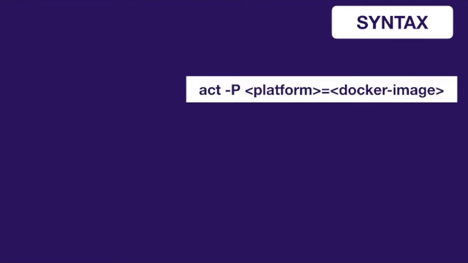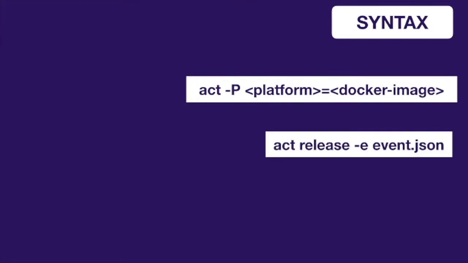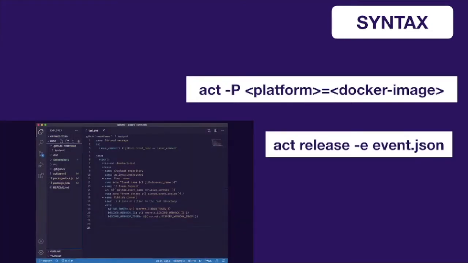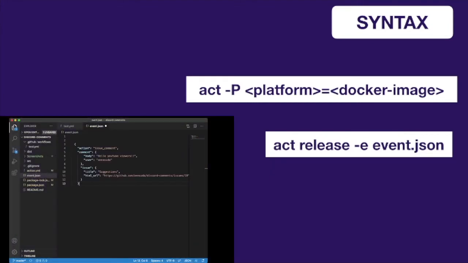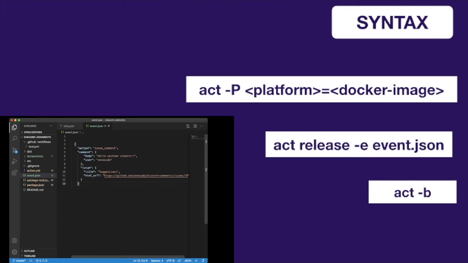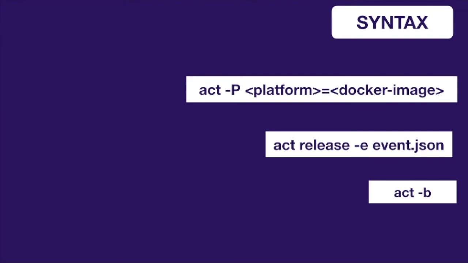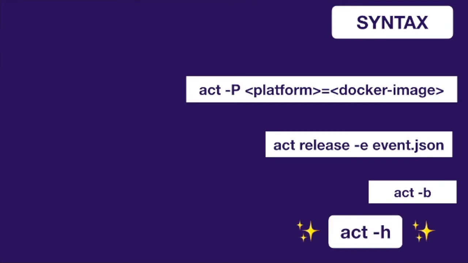If your workflow requires a specific custom image, you can define it by using the -P option. Contents are specific to each event, and that's why Act lets you specify your own JSON file. You only need to copy those fields you're going to need for your action. In order to speed up the process of installing the dependencies, you can use the -b option. To learn more, use the help command as usual.